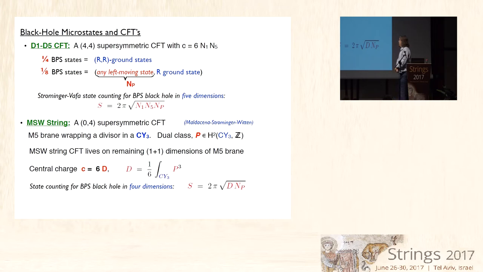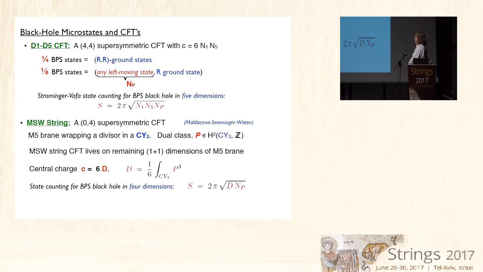The other one is the MSW string. This is a 0-4 supersymmetric CFT. It's an M5 brane, which you wrap around an ample divisor, or very ample divisor, in a Calabi-Yau. The remaining 1+1 dimensional piece is a string theory, or some kind of string, which defines a conformal field theory, which has a central charge given by taking essentially the triple intersection of the dual divisor class. And then the state counting for this gives you a state counting for black holes in four dimensions.